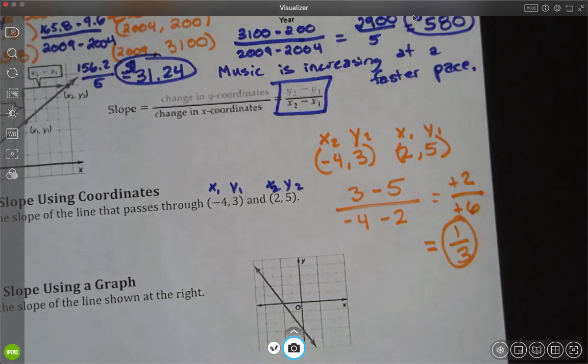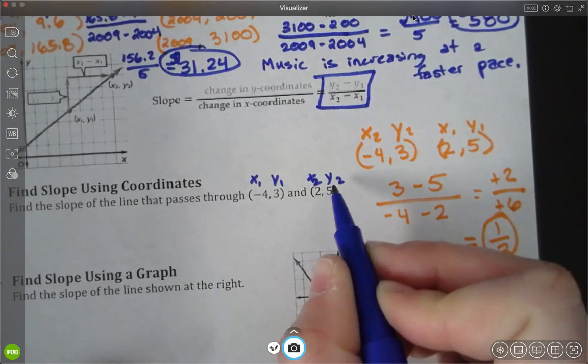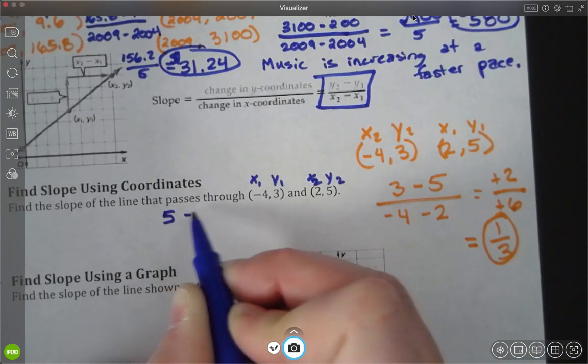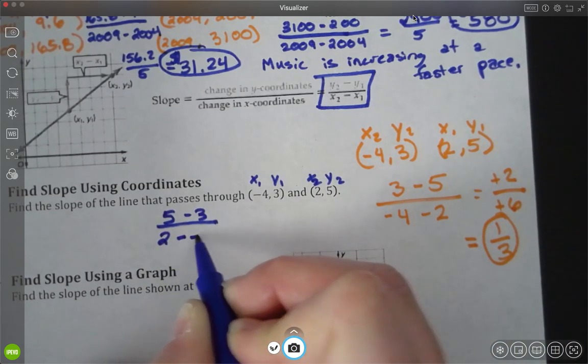All right. Now I'm gonna do it the correct way. Both of them are correct since you get the same answer. But I'm gonna do it this way. So here, my y2 is 5. My x2 is 3. 5 minus 3 over 2 minus a negative 4.